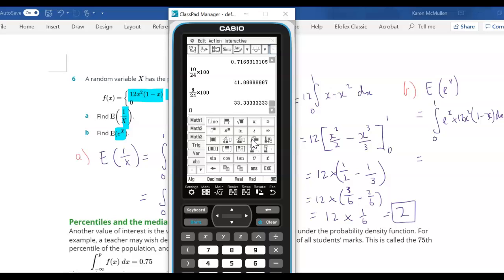All right, so we've got a definite integral. We're going from 0 to 1. And we've got e to the power of x times 12x squared. You'll notice I often put the times in. That's because sometimes the calculator might be a little bit temperamental. All right, so we can just leave that. Actually, I wonder if it'll give us an exact value.